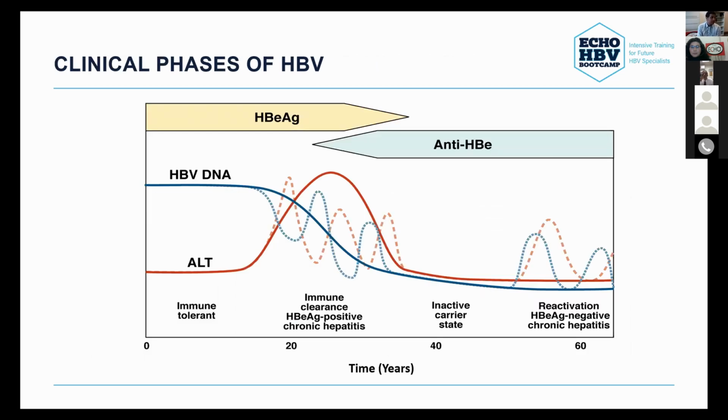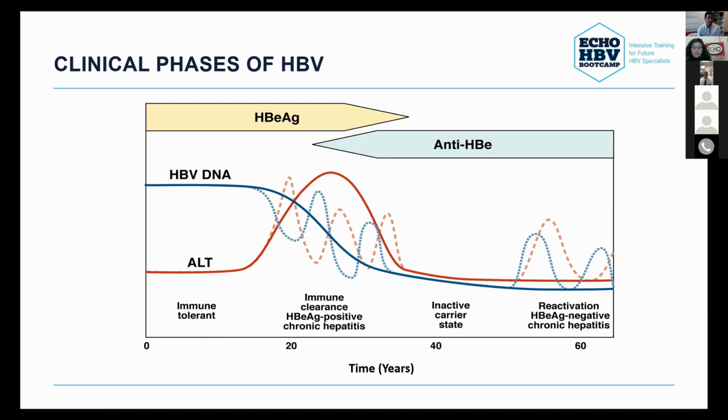So this is another important slide to kind of understand what happens when a patient gets hepatitis B. So these are the four classic clinical phases of hepatitis B. So in the first phase, you can see in the bottom, this is called immune tolerant phase. So in this phase, what happens is the patient's ALT, these are liver enzymes, are normal, and hepatitis B DNA is very high.